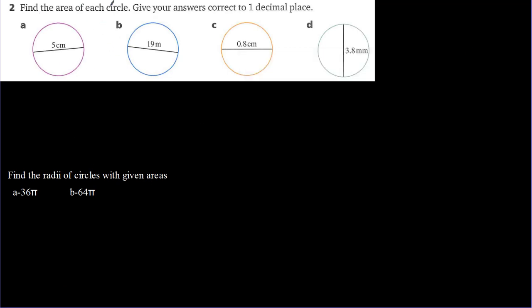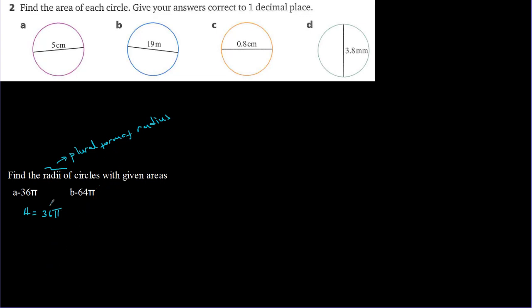Find the area of the circle, given correct to 1 decimal place. These are similar questions I solved before, but here, find the radius of the circle with given areas. It says the area of the circle is equal to 36 pi, and you are going to find the radius here. And the important part: radii is the plural form of radius. I forgot to tell that one.